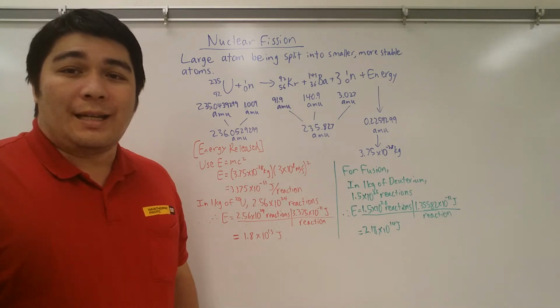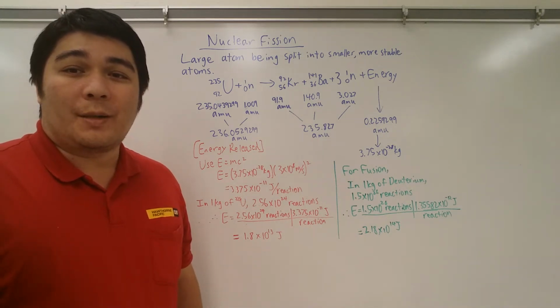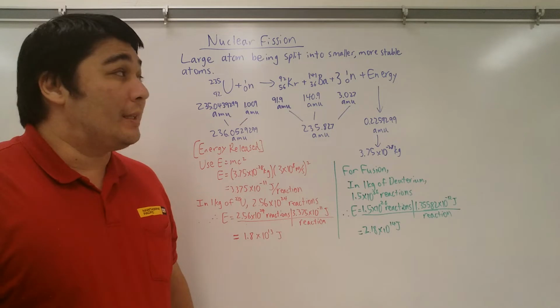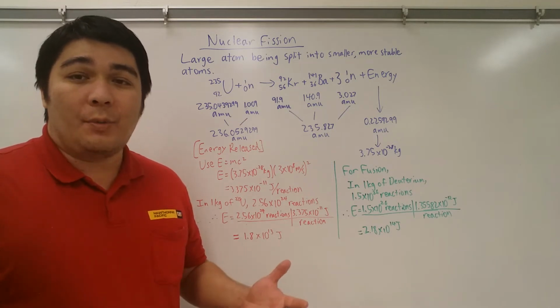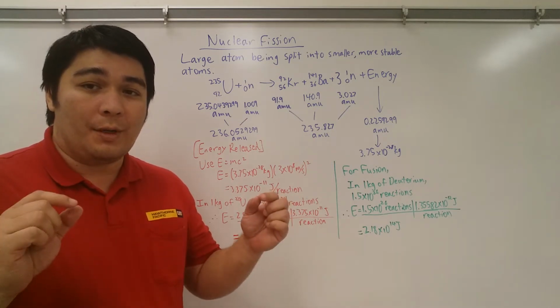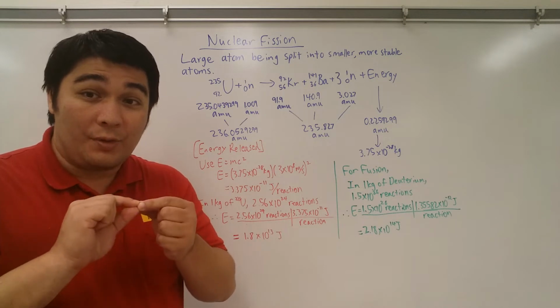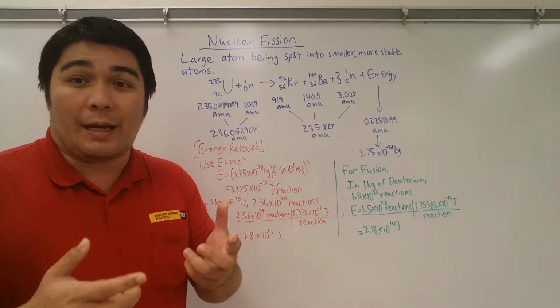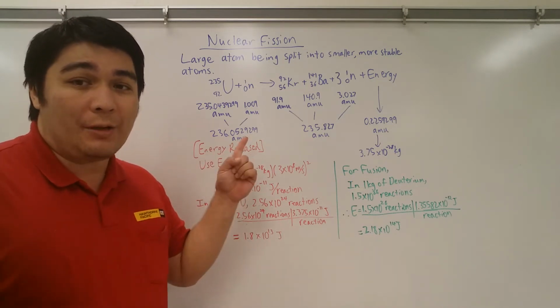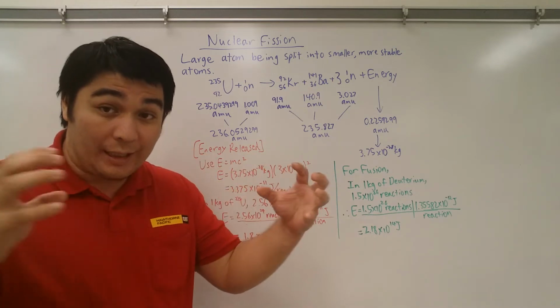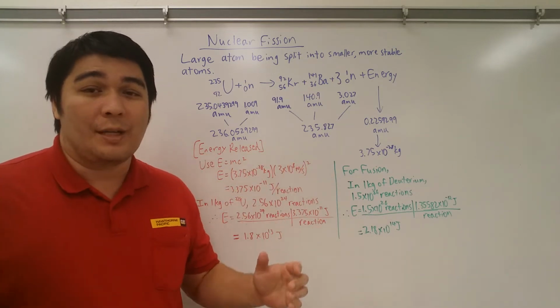Good afternoon, class. In today's video, what I wanted to do was to talk about nuclear fission. Last time we went over nuclear fusion, where small atoms come together, fusing, and becoming a bigger atom. This time we're taking a bigger atom and we're going to split it up into smaller atoms. So here we go.